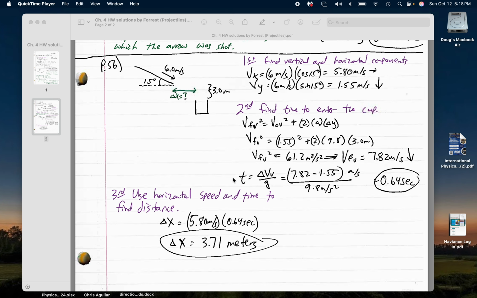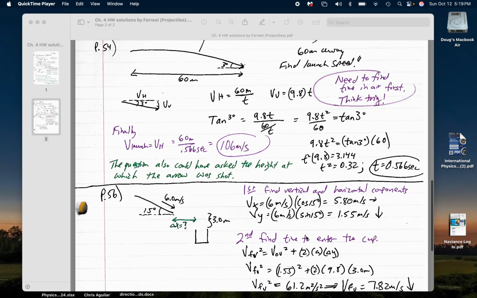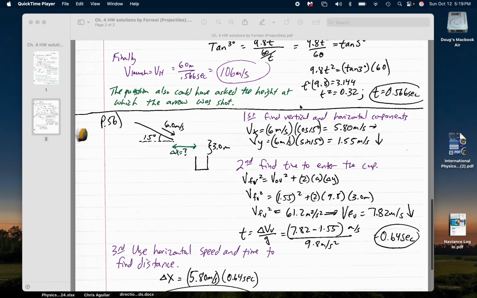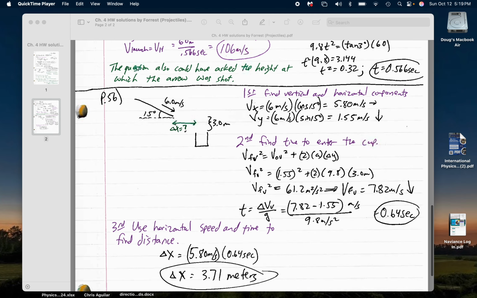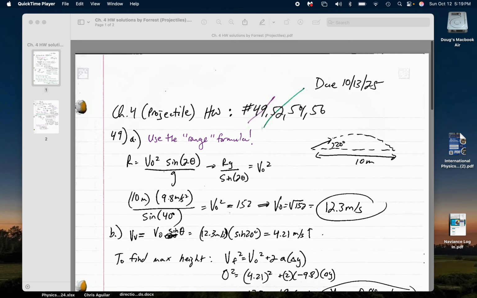And now I can just use this formula, change in velocity over acceleration is equal to time for an object undergoing uniform acceleration. So change in vertical velocity divided by g is 0.64 seconds. Now 0.64 seconds multiplied by the horizontal component of velocity, and I get that it's 3.71 meters away. If you notice, both of these last two problems aren't asking for time, but you really need to find time to be able to answer the question. So those are some more complicated projectile problems. Hopefully those help.